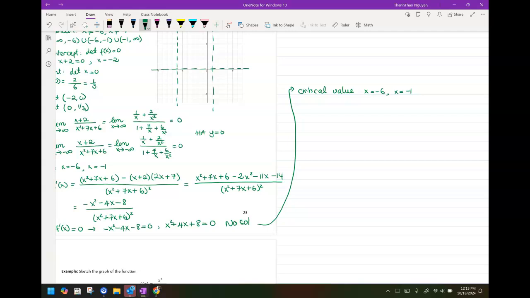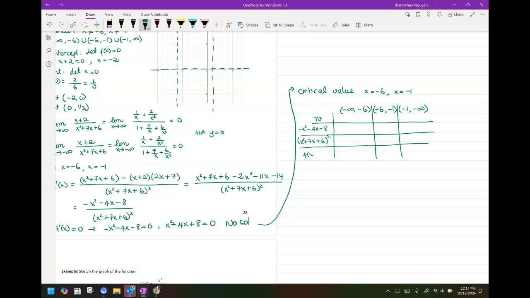We will create the intervals and see where the function is increasing and decreasing. Okay. So we have the intervals from negative infinity to negative 6, negative 6 to negative 1, and negative 1 to infinity. We use a test value for each of these. So here's the numerator, negative x squared minus 4x minus 8. Denominator, x squared plus 7x plus 6 squared. And here we have f prime of x. Let's choose the test values x equals negative 8, x equals negative 2, and x equals 0.